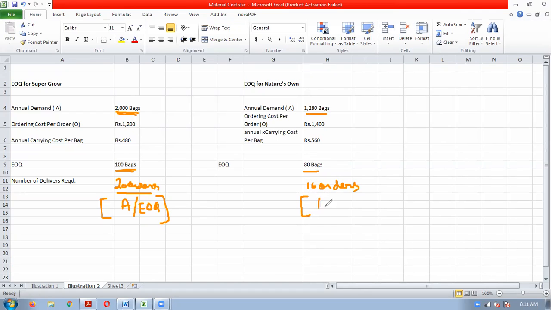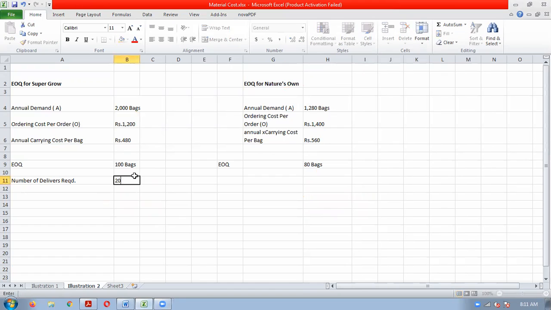Your annual demand is 1280, and every time you will place only 80 bags. So how many times in a year will you have to place the order? 16 orders. If you place 16 orders, you will get 1280 bags of Nature's Own product. Similarly, if you place 20 orders, you will get 2000 bags of Super Grow. Clear? So here our answer will be 20 orders for Super Grow, and here we will have to place 16 orders.